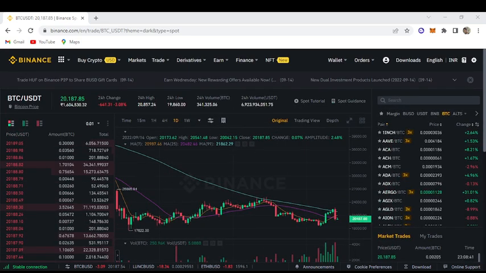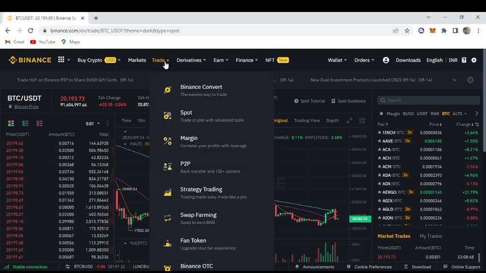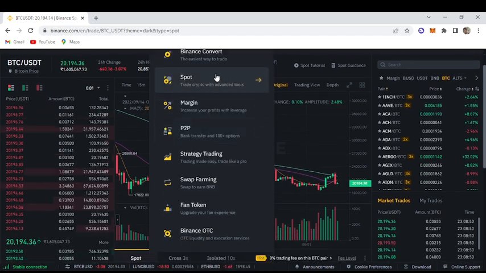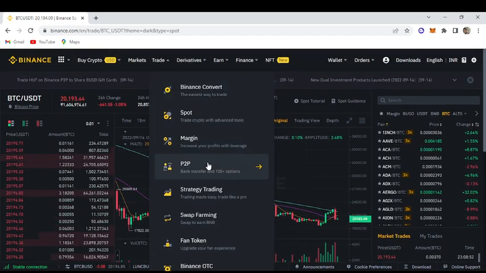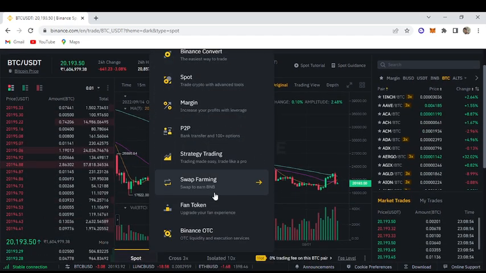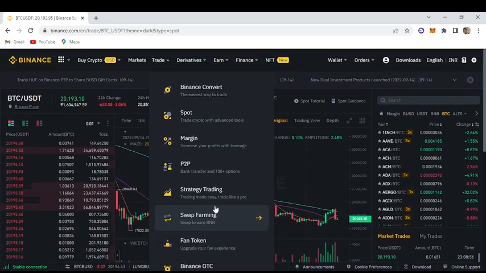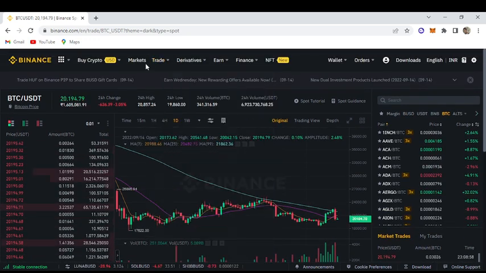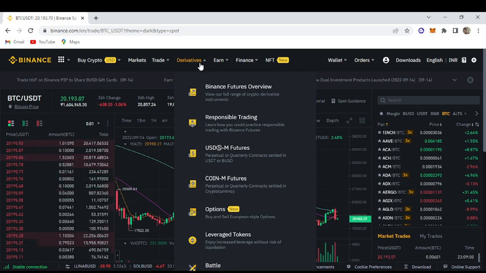So that's not actually all. There are a lot of options in Binance, not only the spot trading. There are a lot more trading options. You can see Binance Convert, Margin, P2P, strategy trading, platforming, fan token, Binance ODC. There is also futures trading. Here you see USDM futures.